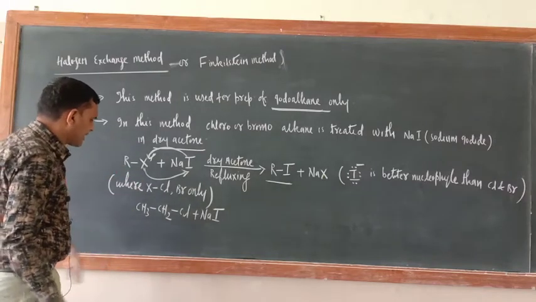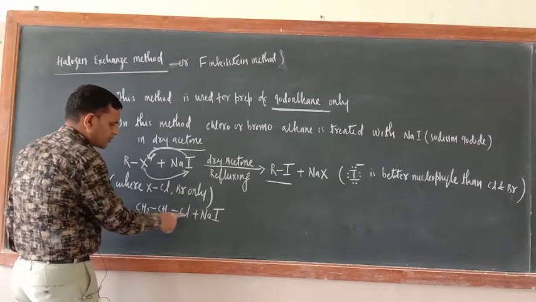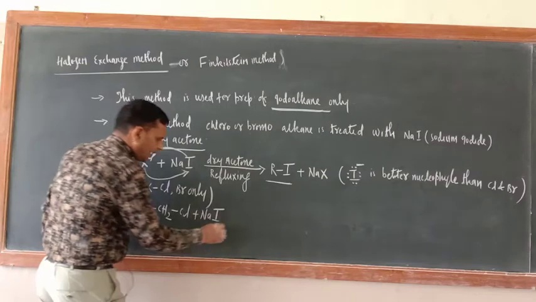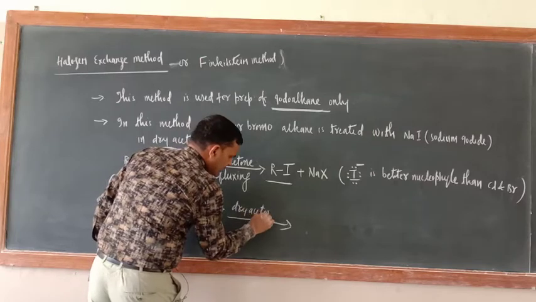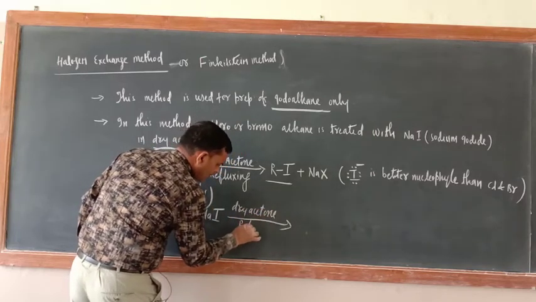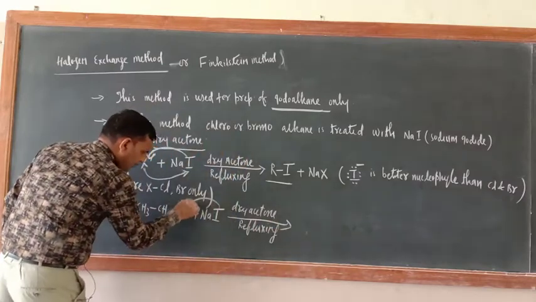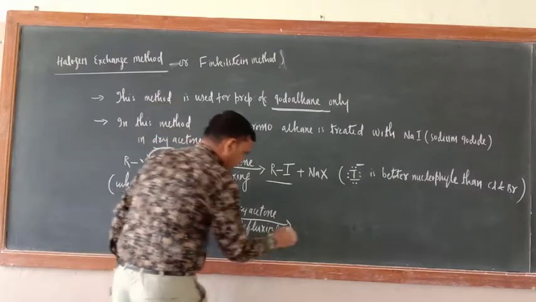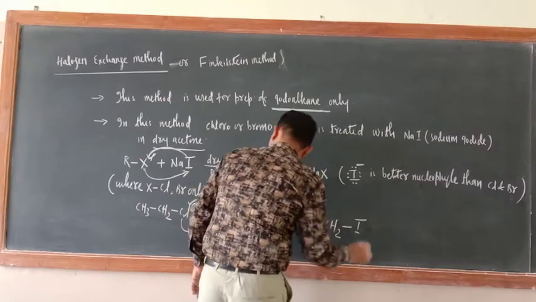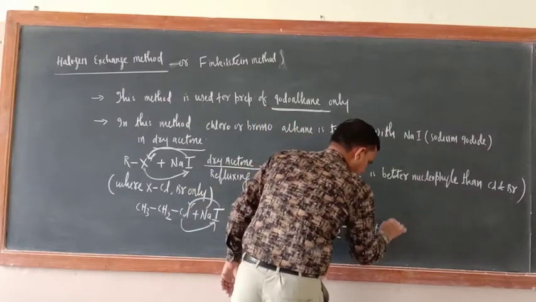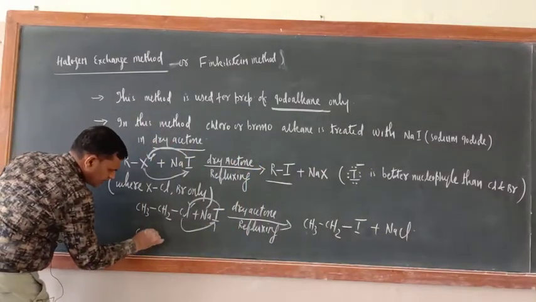You can write a specific reaction. Now in place of X, you should write Cl and Br. So CH3CH2Cl plus NaI, with dry acetone and refluxing. Now I will come here, Cl will go here. So what is the product here? CH3CH2I plus NaCl.